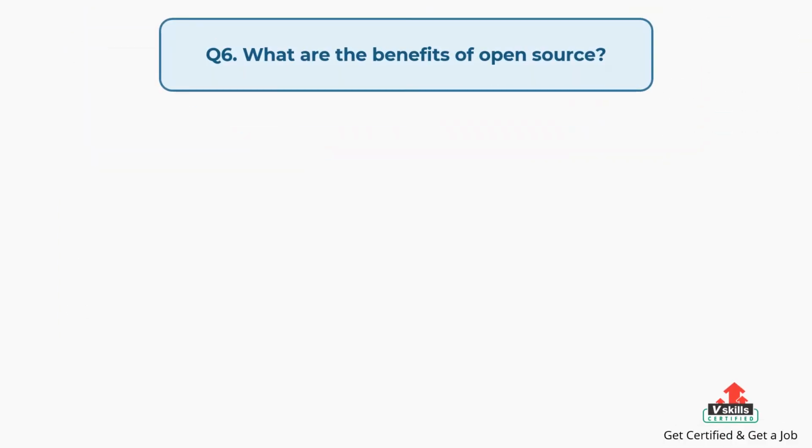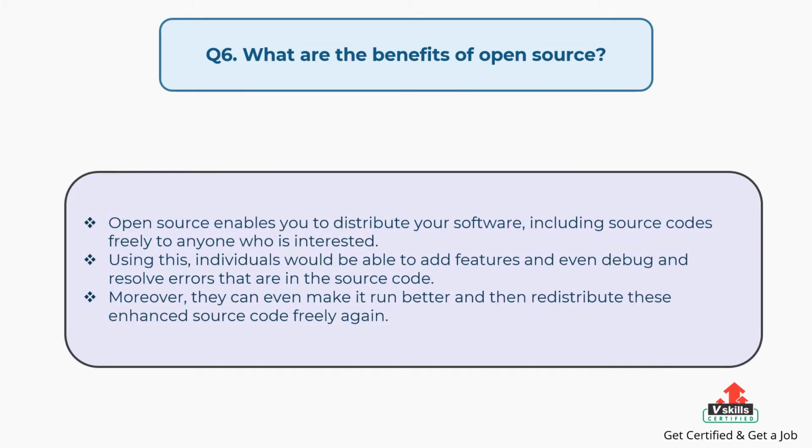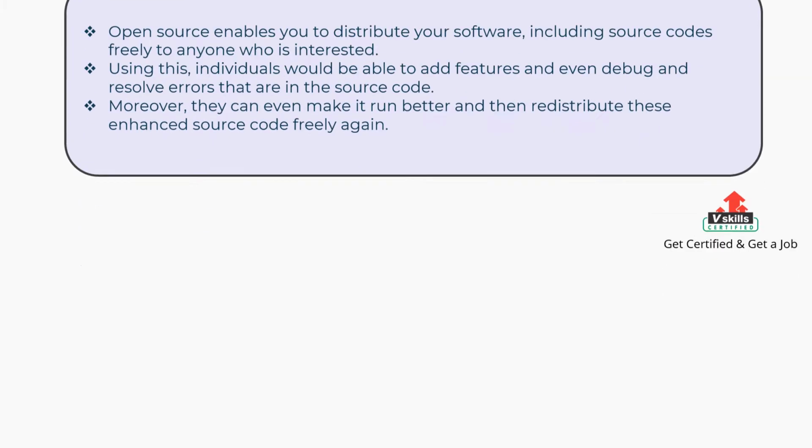Question number 6. What are the benefits of open source? The answer is open source enables you to distribute your software, including source codes, freely to anyone who is interested. Using this, individuals would be able to add features and even debug and resolve errors that are in the source code. Moreover, they can even make it run better and then redistribute these enhanced source code freely again.